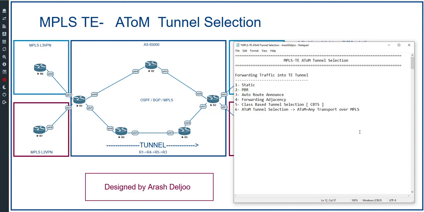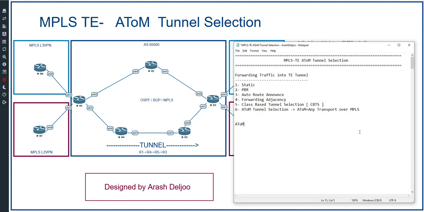The first thing that we should know is that this is a combination of MPLS layer 2 VPN and traffic engineering. First, I'm going to talk about the AToM. AToM is not a concept of this course. I'm going only to review the AToM.